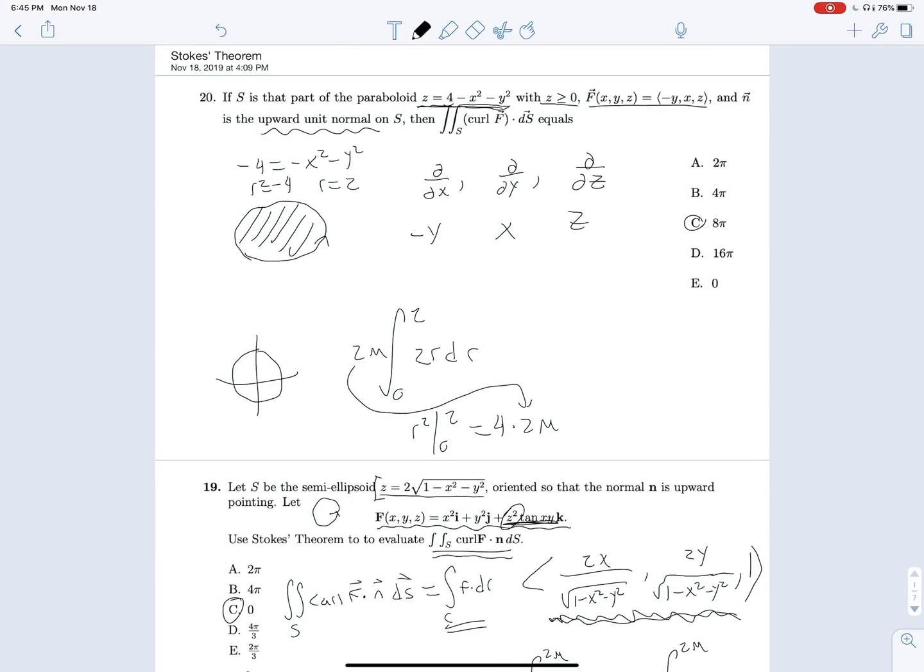This is actually amazing practice for me because I really didn't put 2 and 2 together until I did all these in one shot. There's a very good chance that if you see curl F dot n dS, it means this question is easier with F dot dr, and the other way, if you see F dot dr, it means use curl F dot n dS.